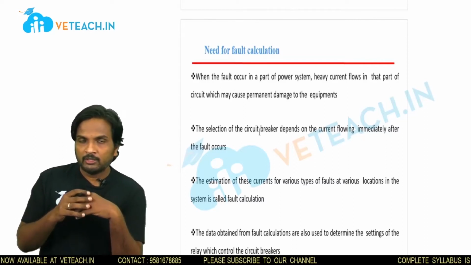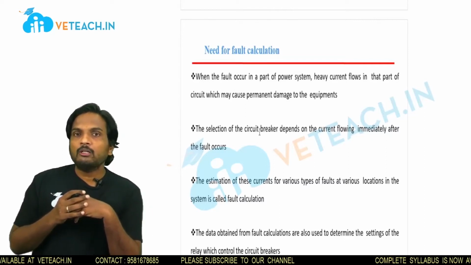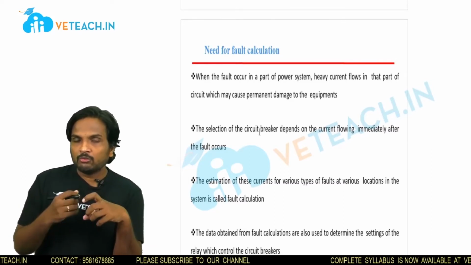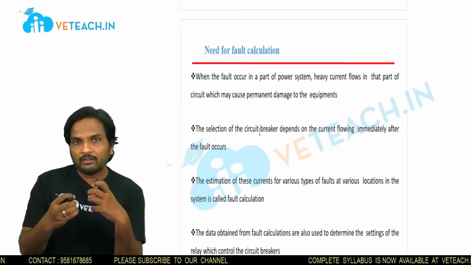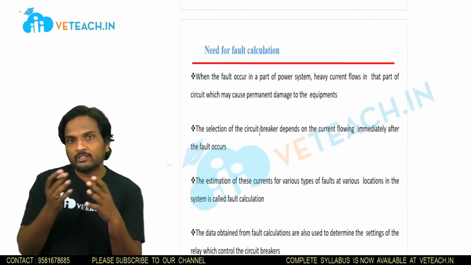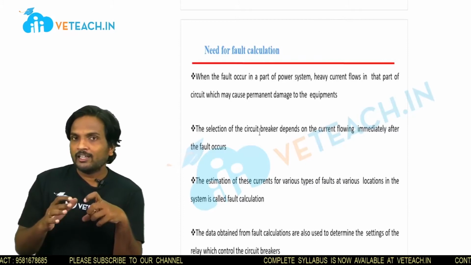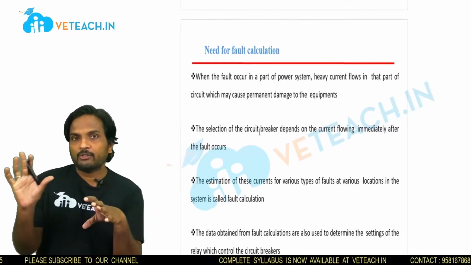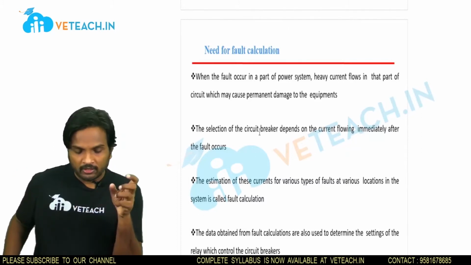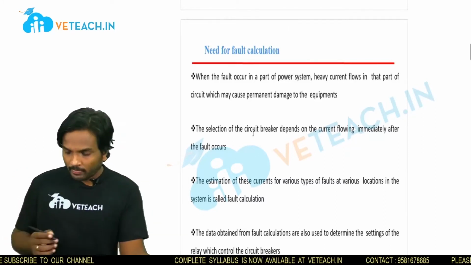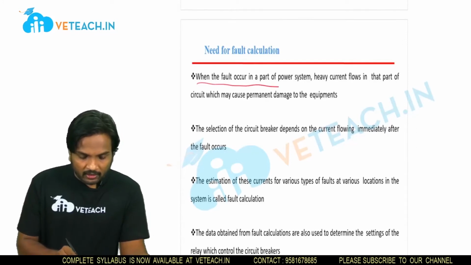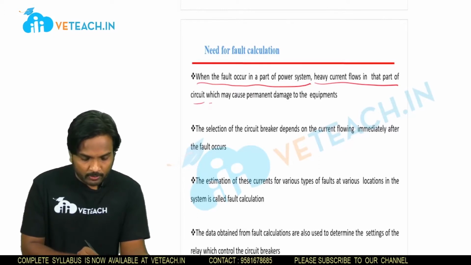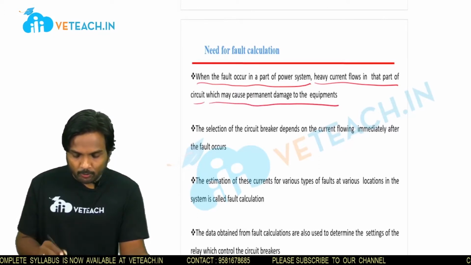Simply, if you take a circuit breaker, if you want to use a circuit breaker in a power system network, before that we need to calculate the amount of current that a circuit breaker can carry through it. So without calculating the fault current, we can't use the equipment in a power system. So what is the need of fault calculations here? See, when a fault occurs in a part of a power system, heavy current flows in that part of the circuit, which may cause permanent damage to the equipment, right?